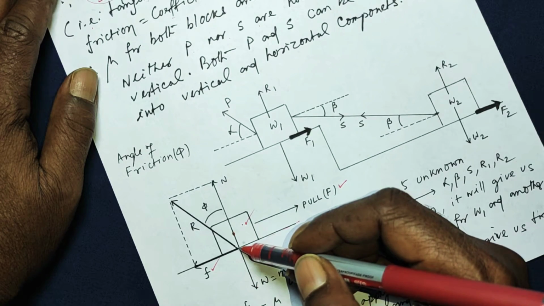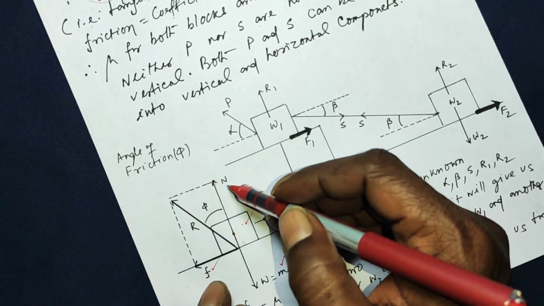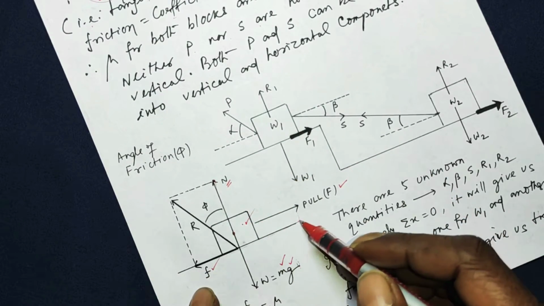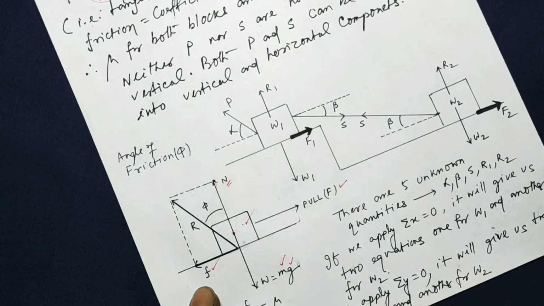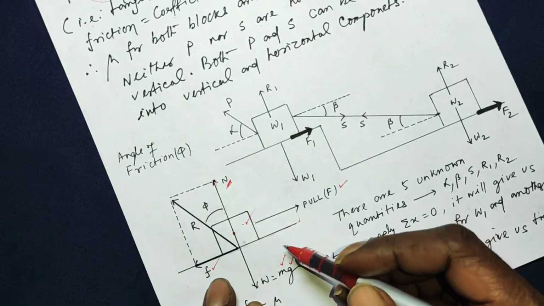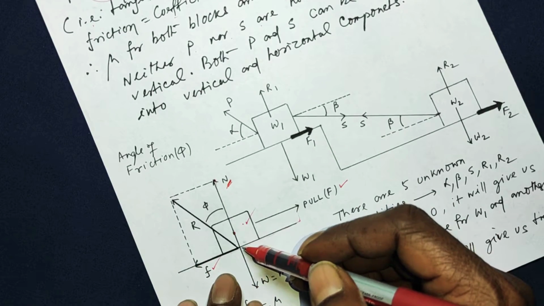So the reaction force will be exactly opposite to that, according to Newton's third law of motion. I call it normal because this is a surface and this reaction force makes an angle of 90 degrees with the surface. So I call it normal. So there are two forces: the force of friction and the normal reaction.